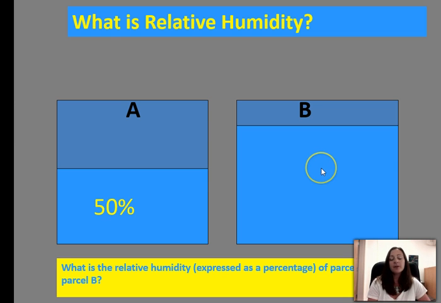Whereas if we look at parcel B, parcel B is at 80% relative humidity. 80% of this is filled and it can still hold 20% more water vapor. So that's what we're talking about when we talk about relative humidity. It's a percentage of what it is holding.